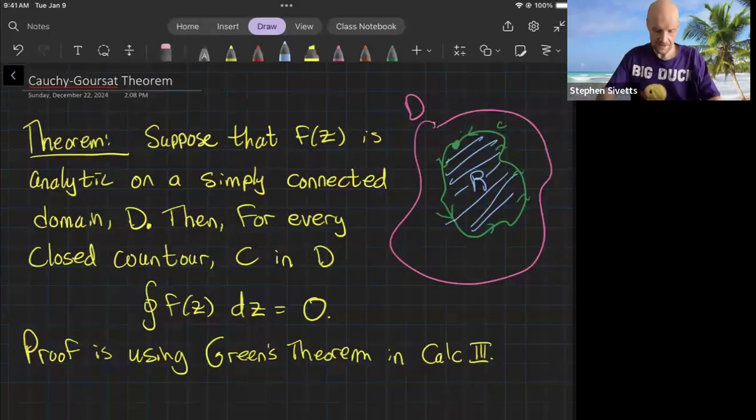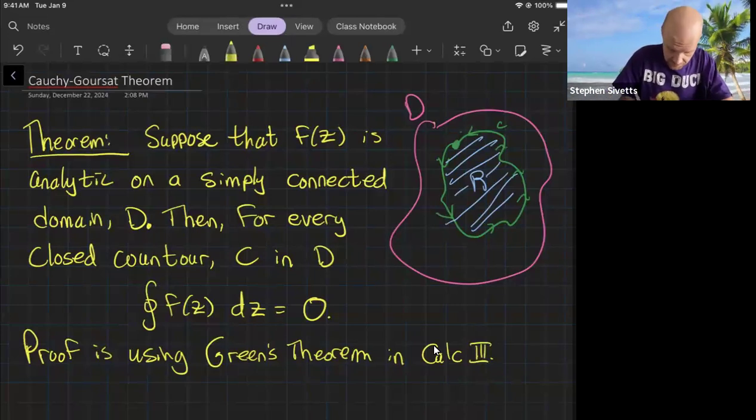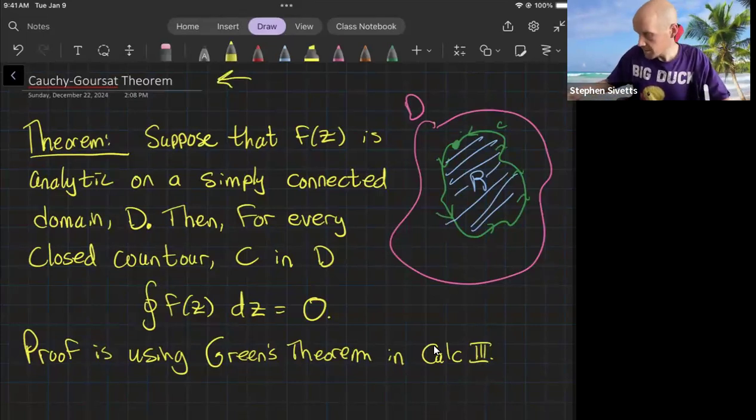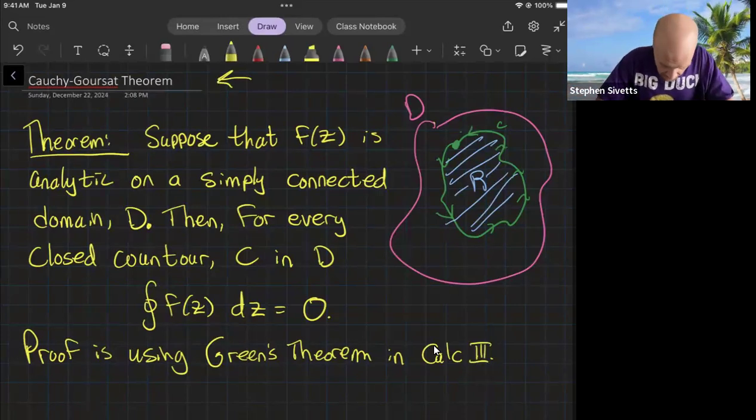All right, welcome back. So in this video, we'll be looking at one of the great fundamental theorems in complex analysis, the Cauchy-Goursat theorem, named after two famous mathematicians.